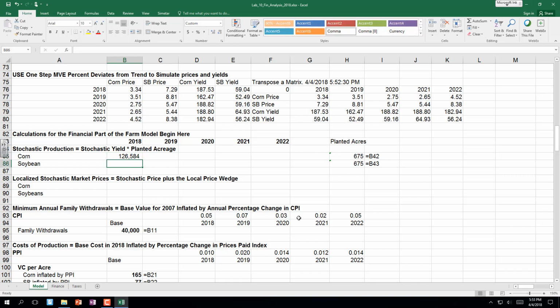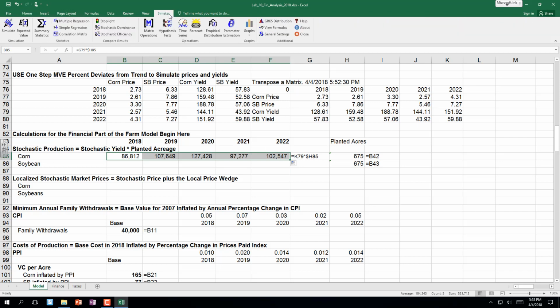Okay? And if I drag that across, it will give me stochastic production. Now, just to make sure we're all together on this, I'm going to go to expected value mode. And then we should have the same answers. Okay? Right? Now, let's do the next thing. Let's just drag that one down.